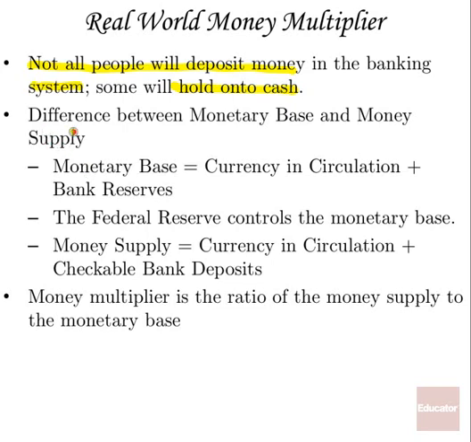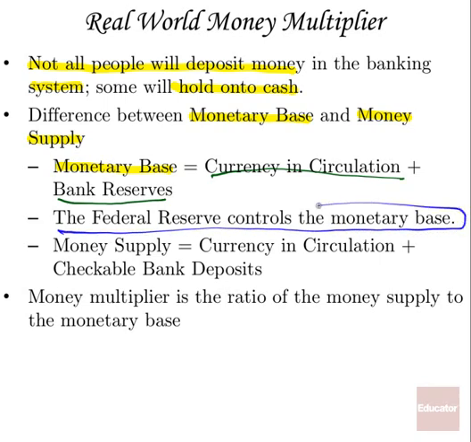But this is where you have to understand the difference between the monetary base and the money supply. The monetary base is all the currency in circulation, plus the bank reserves. That's the base of the money pool that we're working with here. It's good to understand that it's the Federal Reserve that controls this money base. They control the money supply and interest rates, and they're trying to affect the money supply. They do it indirectly, but they have the power to alter this money base, and that leads to a change in the money supply.